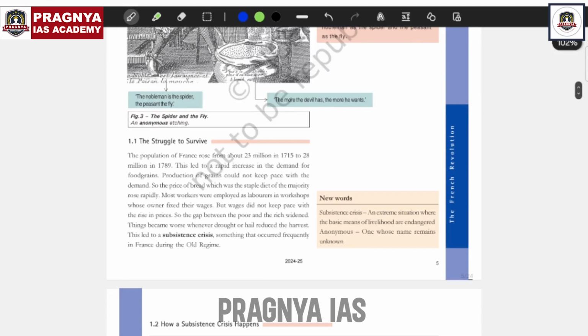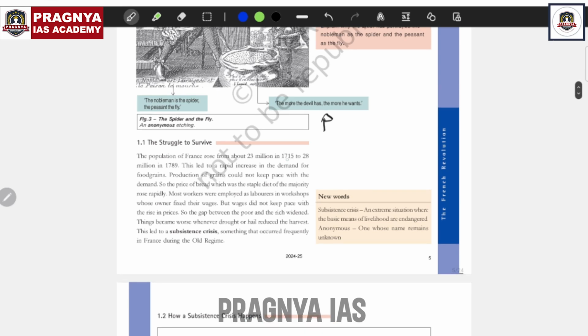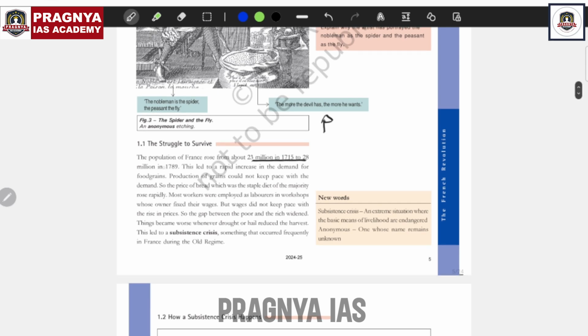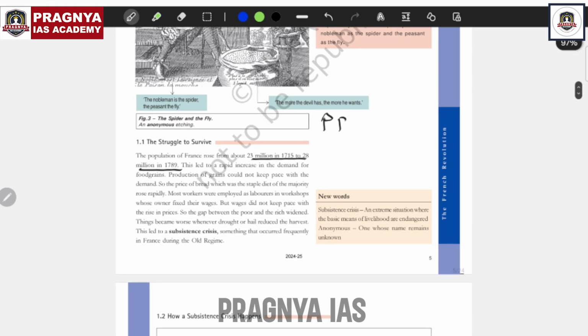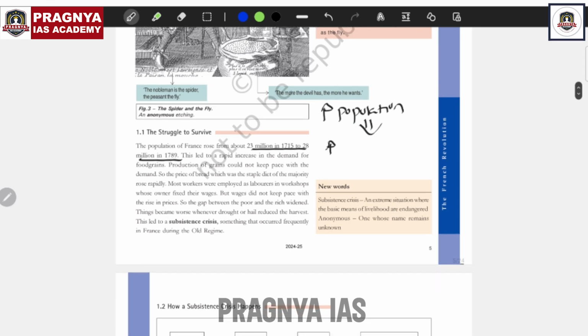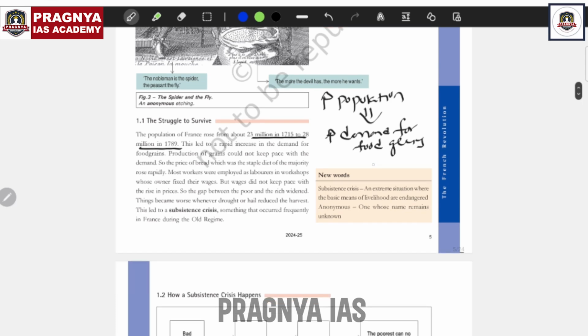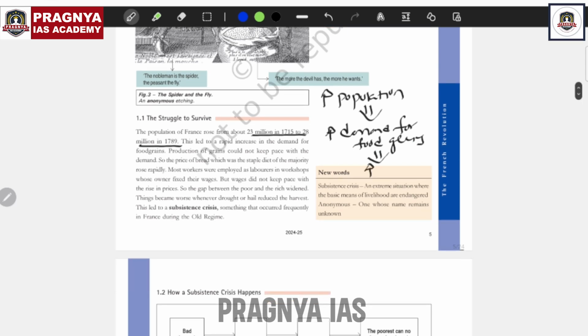The struggle to survive. See, in France, population from 1715, it was 23 million. It increased to 28 million in 1789. Rising population leads to increase in demand for food grains, and this in turn leads to increase in prices.